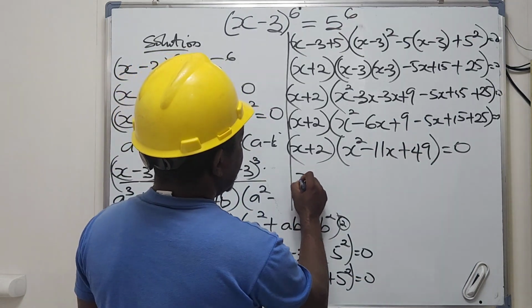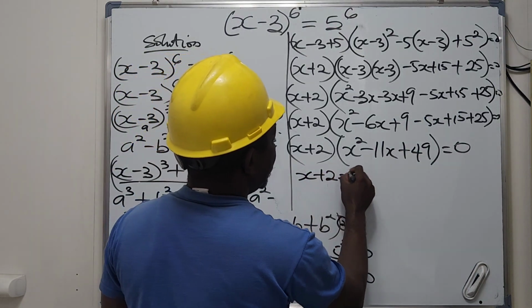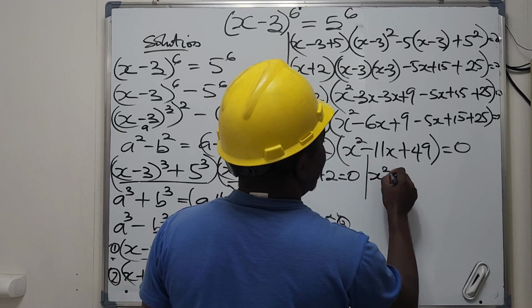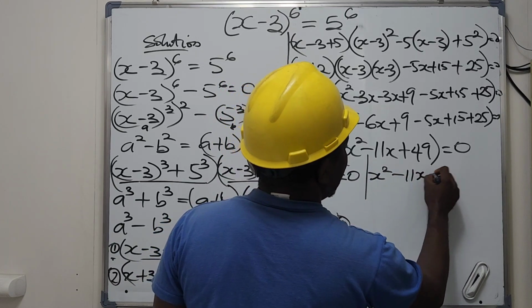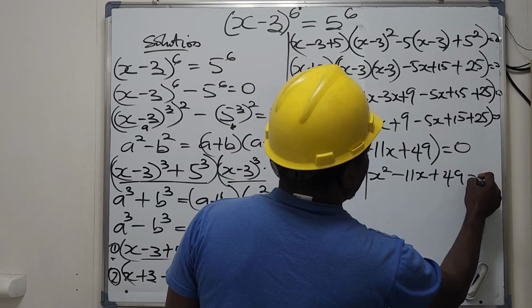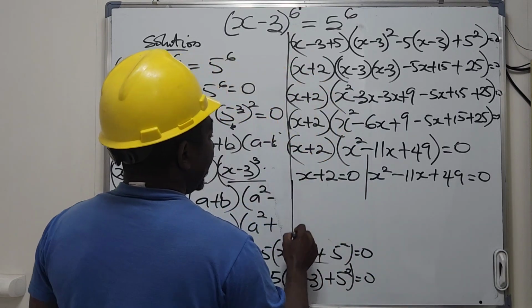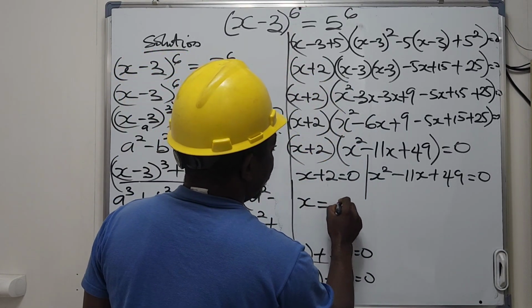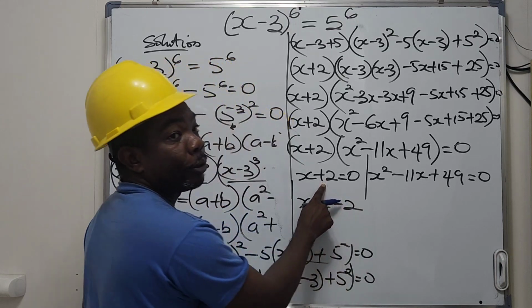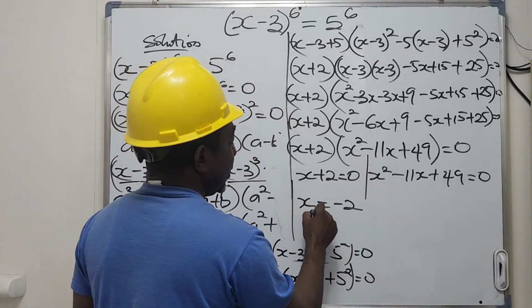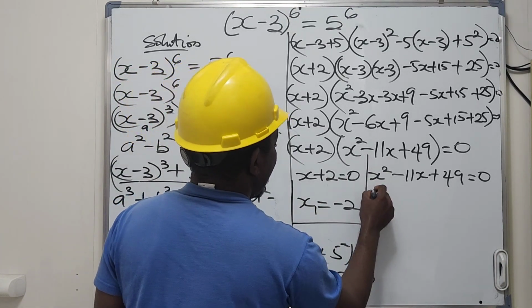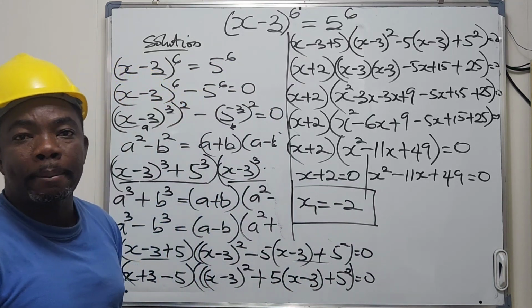So the first one is x plus 2 equals to 0, or we have x to the power of 2 minus 11x plus 49 equals to 0. Then for the first one here, we have the value of x equals to minus 2 when we transpose 2 to this other side. So this is the first value of x that we have. x1 equals to minus 2.